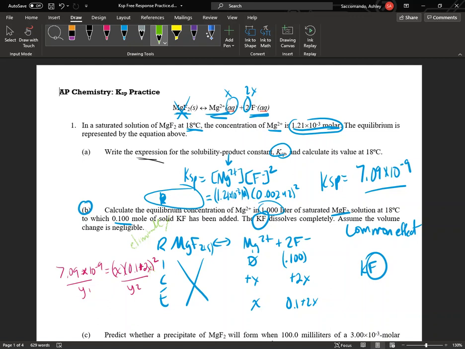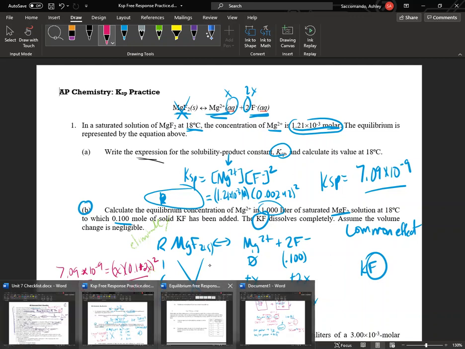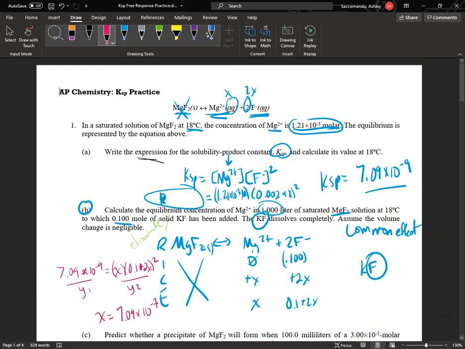So what am I getting for X here? Oh, wrong pen. For X, I'm getting 7.09 times 10 to the minus 7, right? Molar. Did you get that? Is that what we got? I think that's what we got.